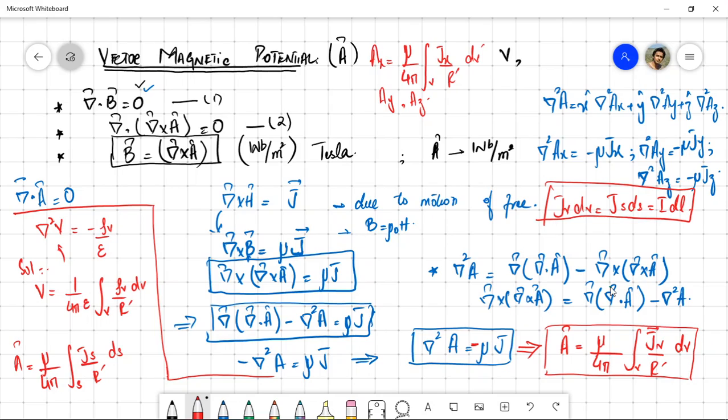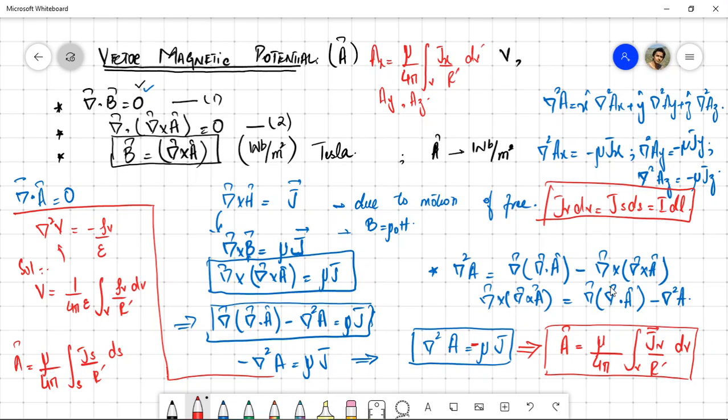It will be easier for us to calculate this integral as compared to the integral that we calculated by Ampere's law. Because there were two things, there was H, there was dl, and we have to calculate the value of dl according to H, even though we didn't know the value of H itself.